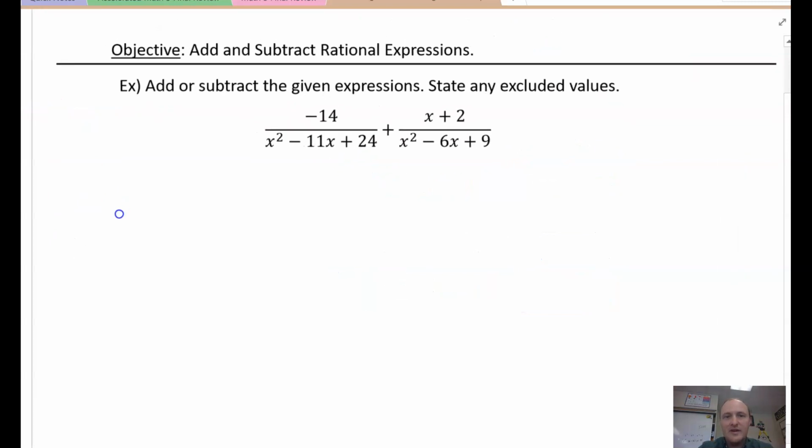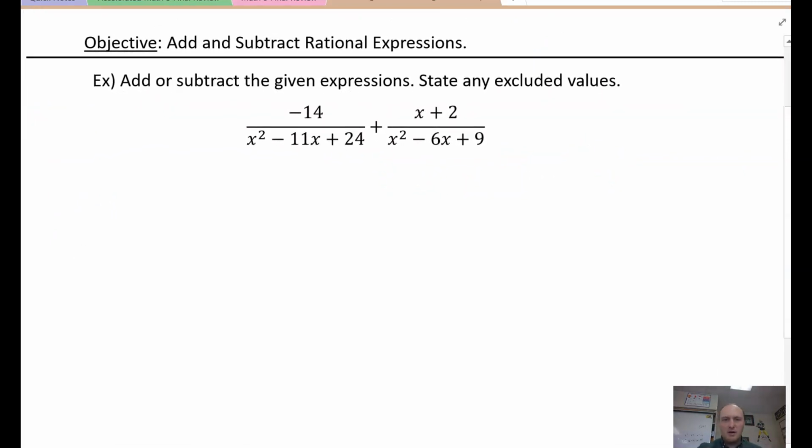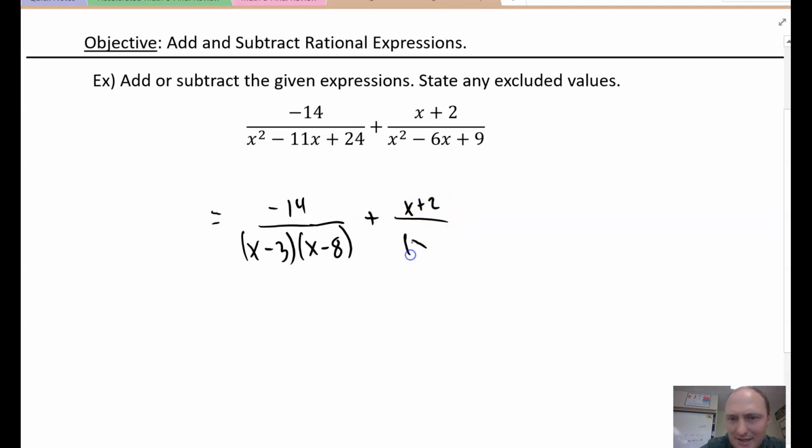Okay, next example. Here we have -14 over a polynomial plus x plus 2 over another polynomial. So in this case, we do have to factor. So -14 over, and this looks like x minus 3, x minus 8. Over here, x plus 2. This looks like x minus 3 times x minus 3, or x minus 3 squared.